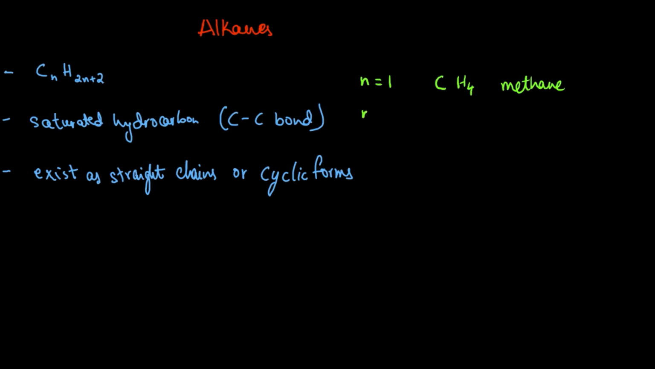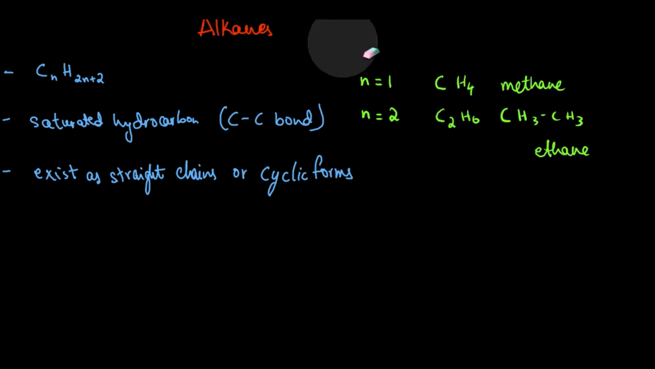If the n value is 2, the alkane produced would be C2H6, which can also be written as CH3 and CH3 in the form of two methyl branches, and this is called ethane, and so on. It goes on like this.